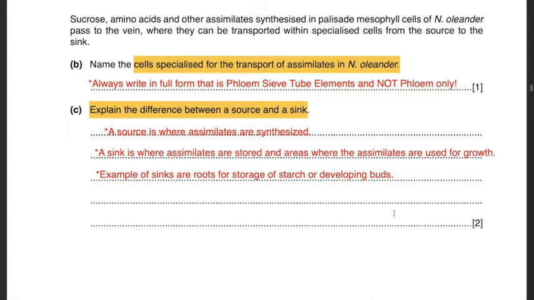A sink is where assimilates are stored and areas where the assimilates which are synthesized in the source are used for growth. And obviously examples of such sinks are the roots, since the roots are unable to photosynthesize or make their own assimilates, therefore it will store the assimilates made from the source. This therefore would give you 2 marks.